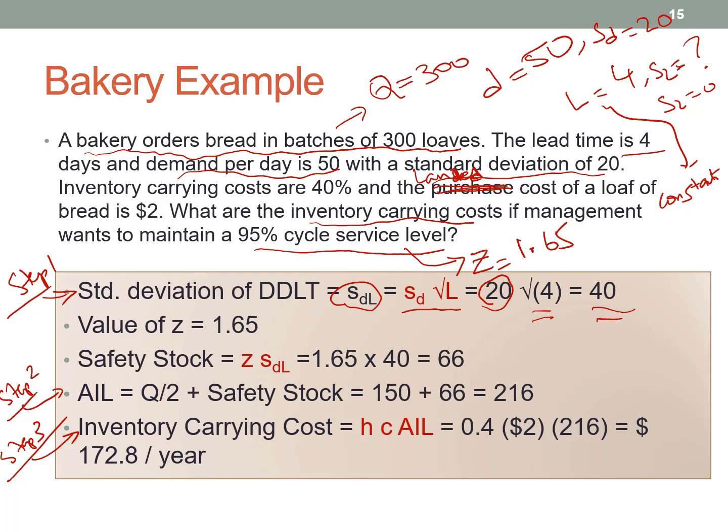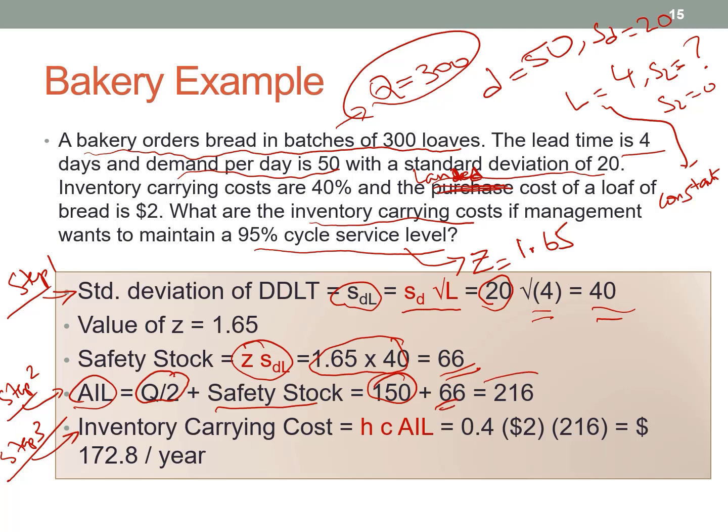Then we have to calculate the average inventory level, which is Q over 2 plus safety stock. Q, remember, is 300. So Q over 2 is just going to be 150, 300 divided by 2. And then safety stock is just going to be Z times SDL, or 1.65 times 40, which gives me 66. So I do 150 plus 66, or 216. That is my average inventory level. So on average in my bakery, I have 216 loaves of bread stored. That's how much bread I carry on average.